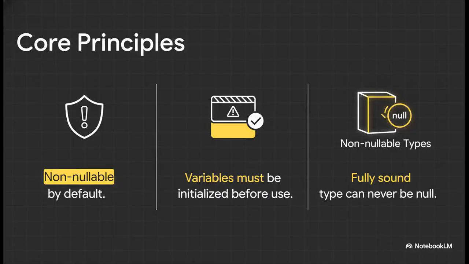So, to wrap it up, these are the core ideas. By default, nothing can be null. You have to give variables a value before you use them. And most importantly, the system is sound. That's a guarantee. And for Flutter, this is everything. It means we can build our widget trees with confidence, knowing that a whole class of unpredictable bugs that break our UI has been totally eliminated by the language itself.